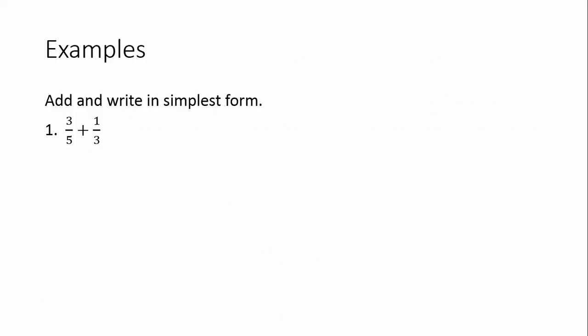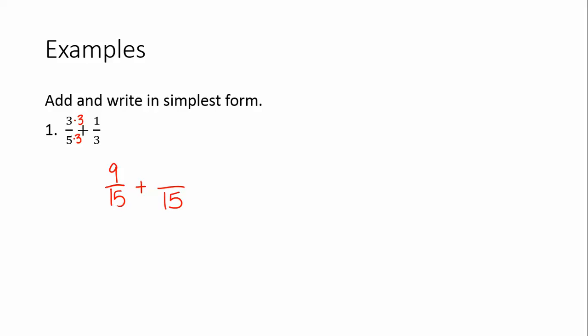Let's do some examples. Let's add the fractions and make sure that we're writing them in simplest form. We have 3 over 5 plus 1 over 3. Again, the easiest common denominator is the product of the two current denominators, 5 times 3. If we want a denominator of 15, ask yourself, what do you multiply 5 by to get 15? Hopefully you're saying 3. So we also need to multiply the top by 3. That'll give us 9 over 15.